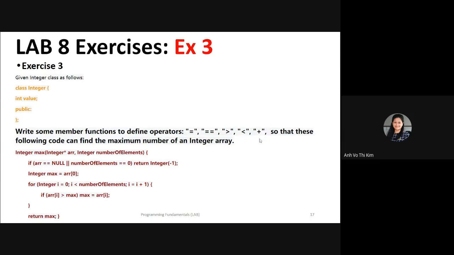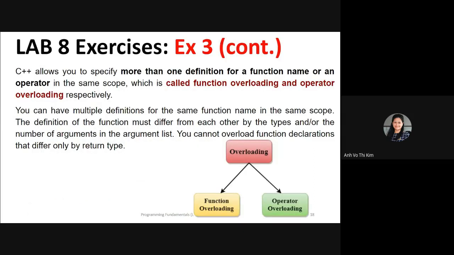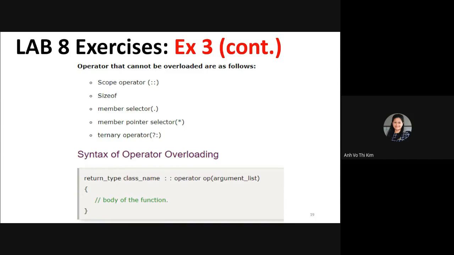greater, less, plus. So for the class, you can implement the operator and overload it. In order to define the operator function, have a look at the definition of function overloading, in this case operator overloading. This is the syntax: you create the return type, class name, and the operator keyword followed by the operator you want to implement, either assign, equal, etc. Then the argument if any, and the function body.